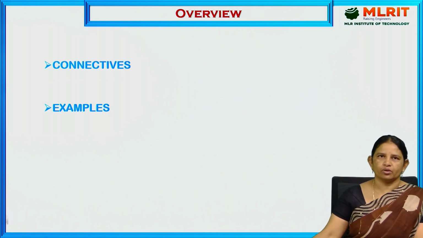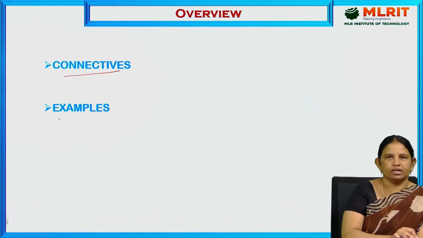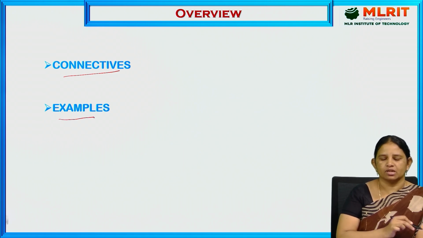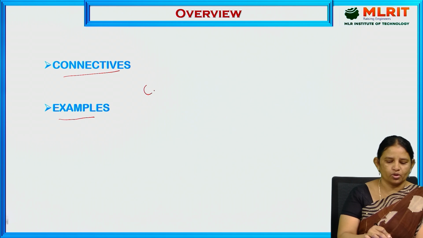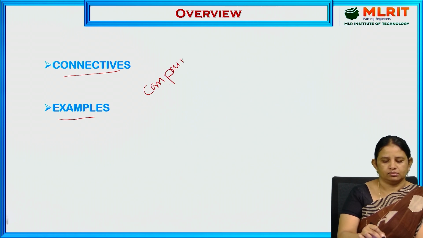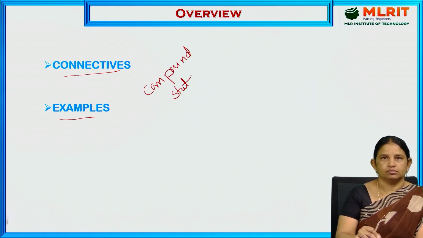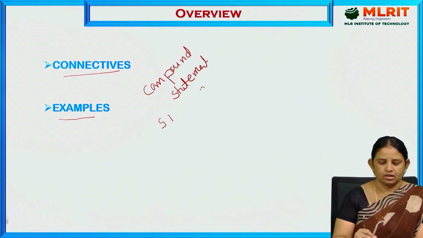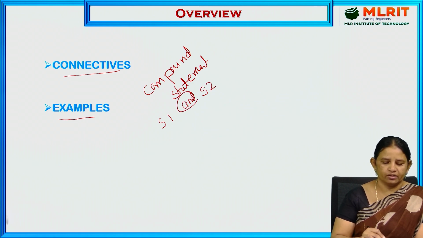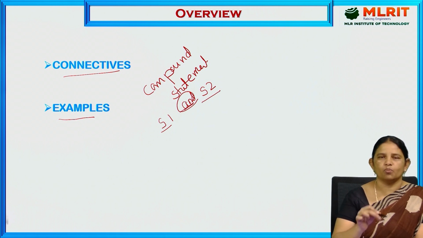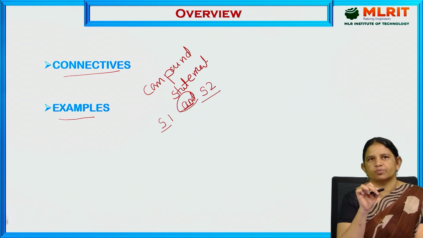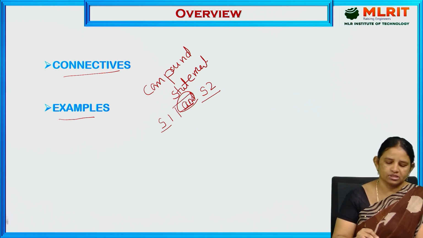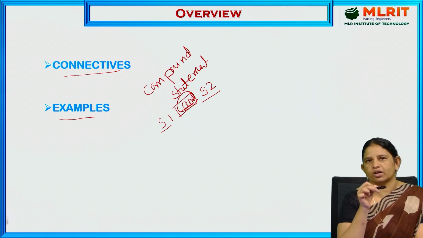In this lecture, we are going to discuss the connectives and the examples related to them. In the last video, we already discussed the compound statement. What is meant by a compound statement? A statement which is combined by using some connectives. Those statements are compound statements. For these compound statements, we can use different types of connectives, and we can understand them by taking some examples.